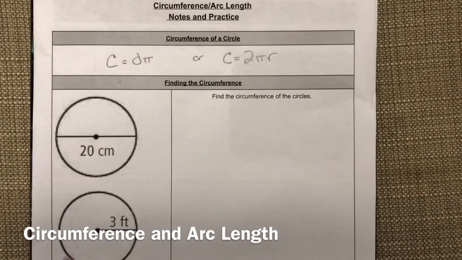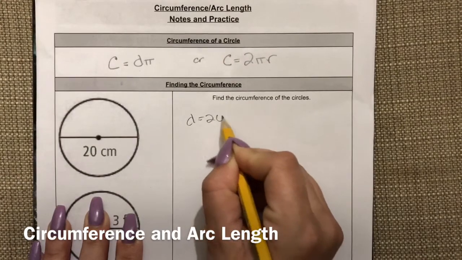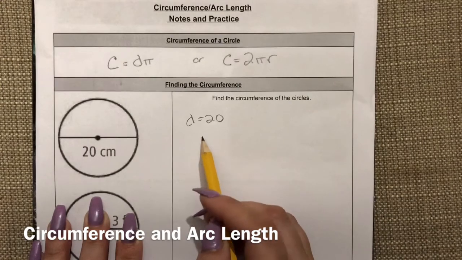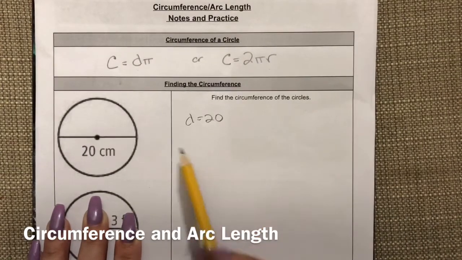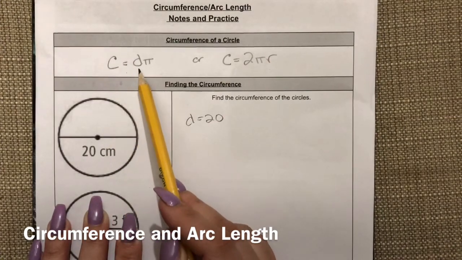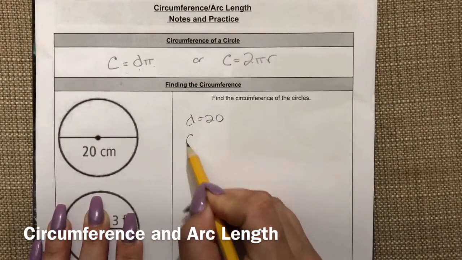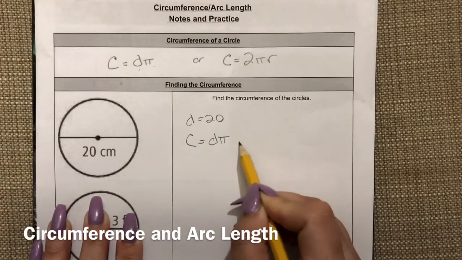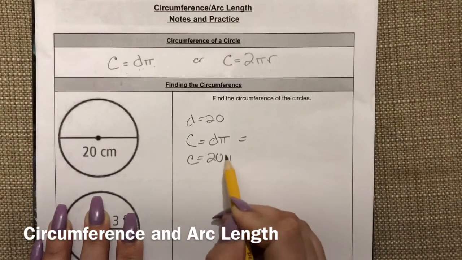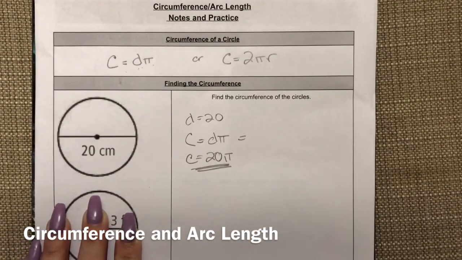So I'm going to start with this first one, where I can see the diameter is 20. Because it goes all the way through the center, I know it's the diameter. And if I'm going to find the circumference, I'm going to use this formula because it tells me the circumference is whatever the diameter is times pi. So in this case, my circumference is 20 pi.